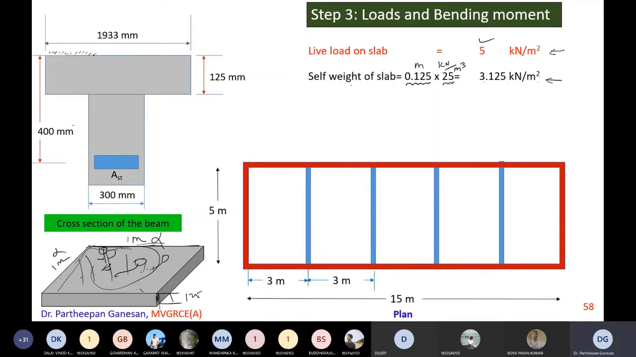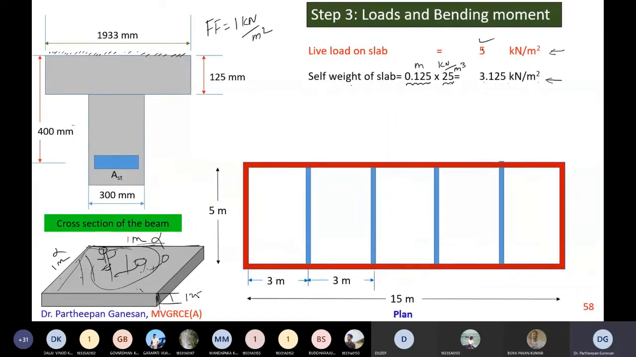Some finishing will be there, the flooring will be there. In the problem it is not given, so I have to add it. How? Normally, floor finish is taken as 1 kilonewton per meter square, but you can take a value suitable to you.